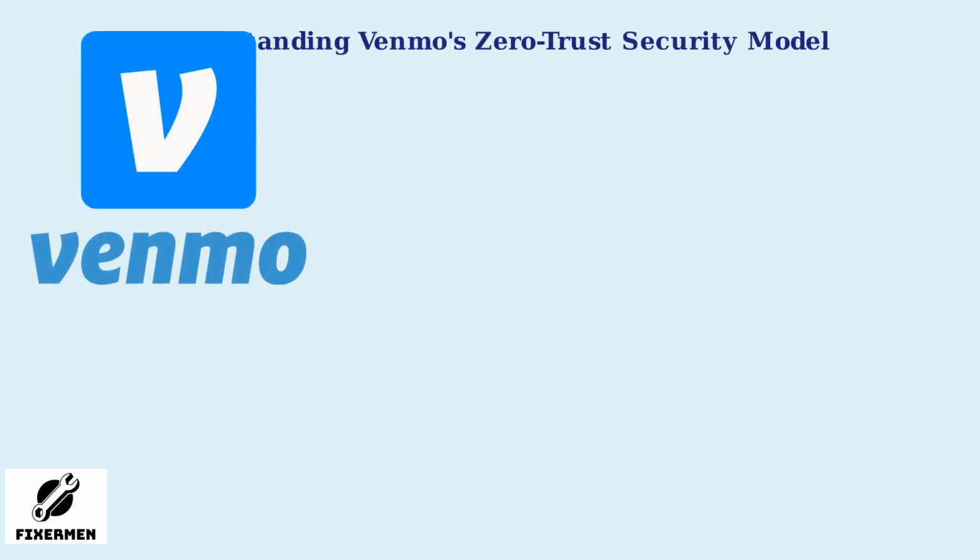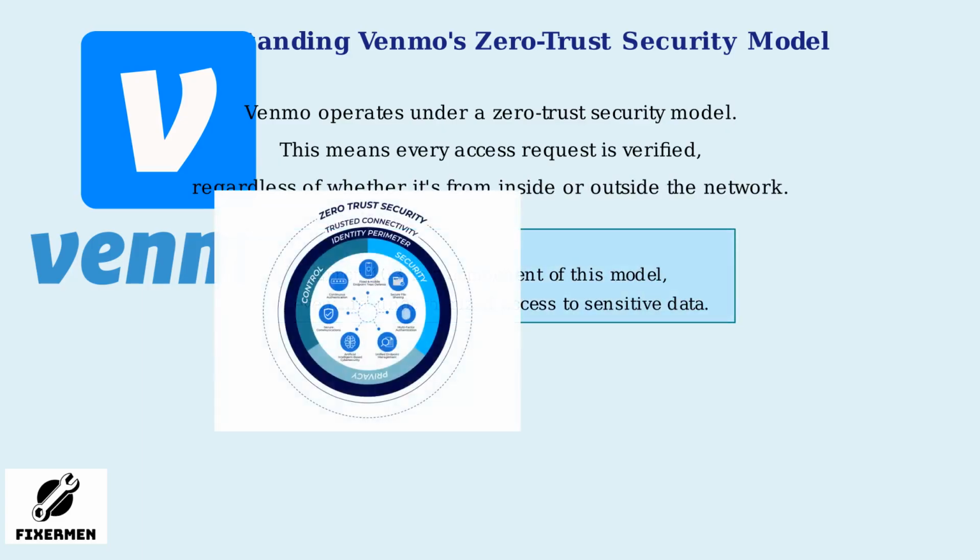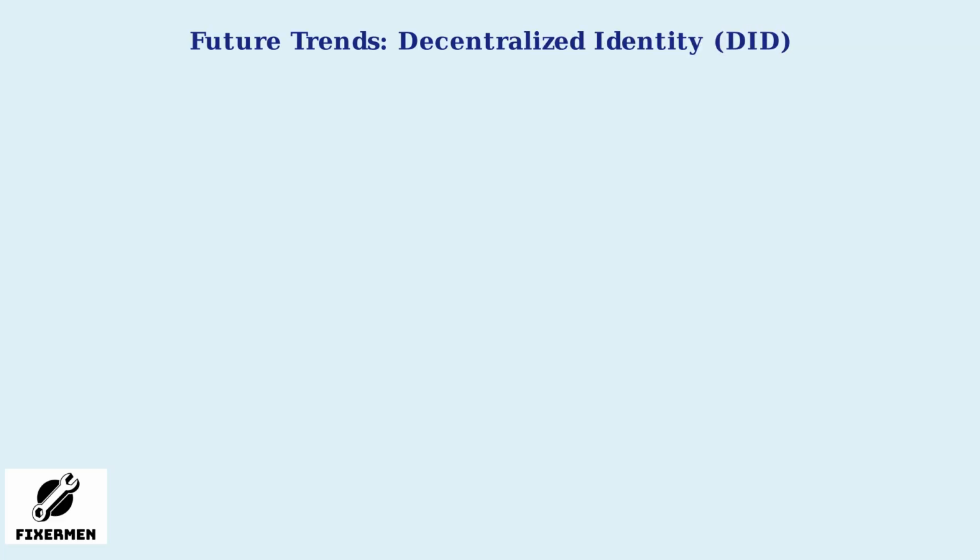Venmo operates under a zero-trust security model. This means every access request is verified, regardless of whether it's from inside or outside the network. Error 403 is a component of this model, preventing unauthorized access to sensitive data. Looking ahead, Venmo may implement decentralized identity solutions using blockchain technology.